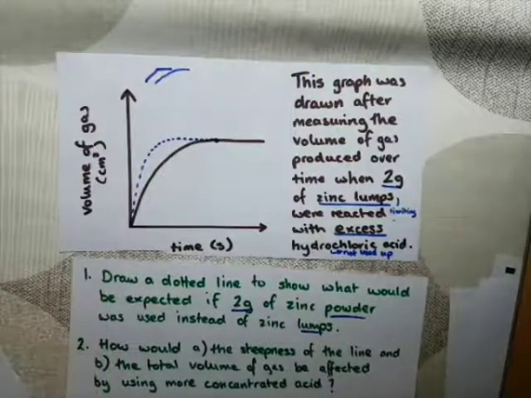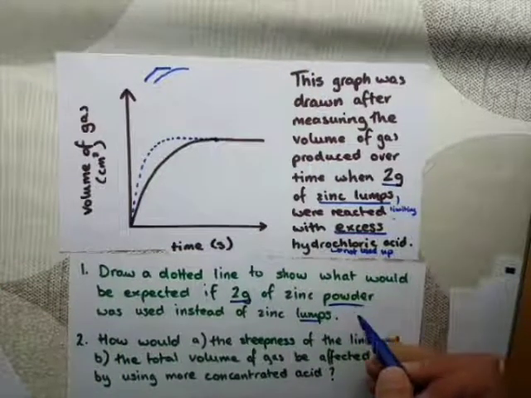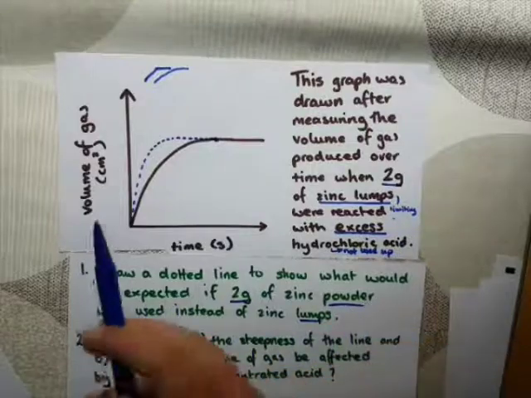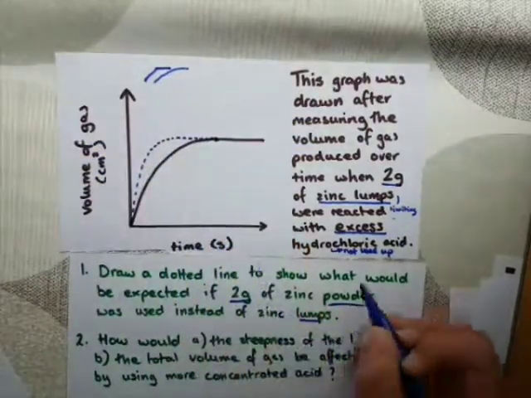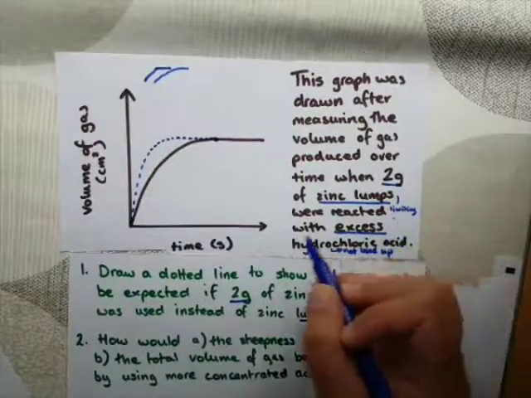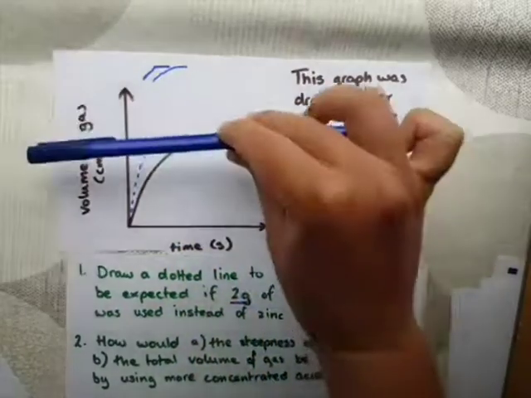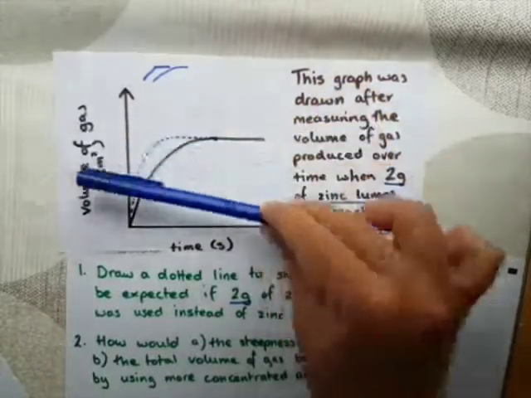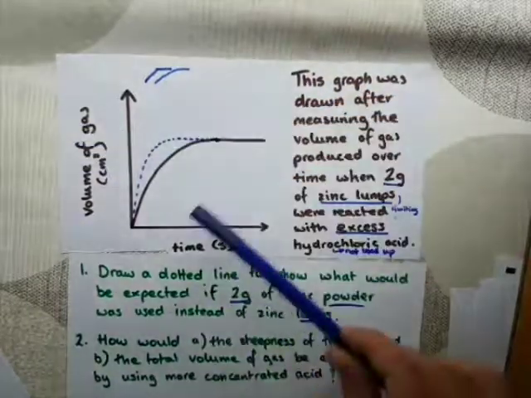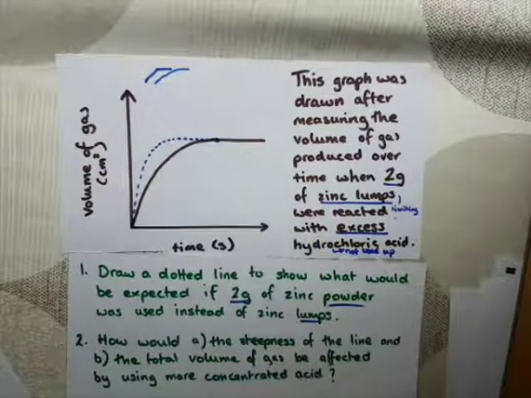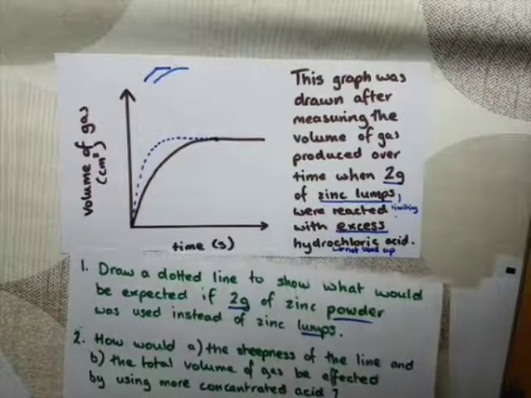Okay, so that's the first one. Any conditions that make the reaction faster will make the line steeper, will make it finish sooner, but as long as we don't change the amount of the limiting reactant, we will still end up with the same total volume of gas. So this line here should be perfectly at the same level as the other line from the original experiment. Okay, so question 2.